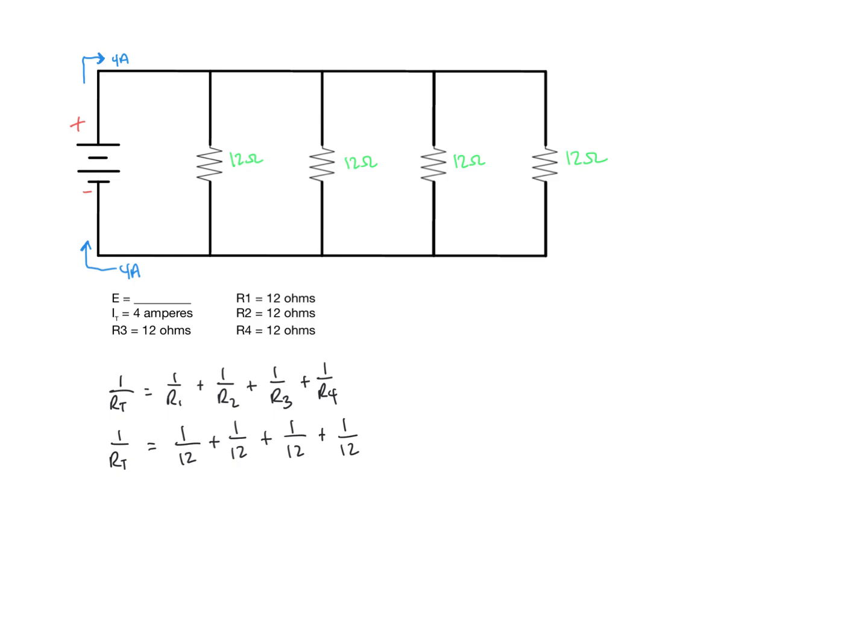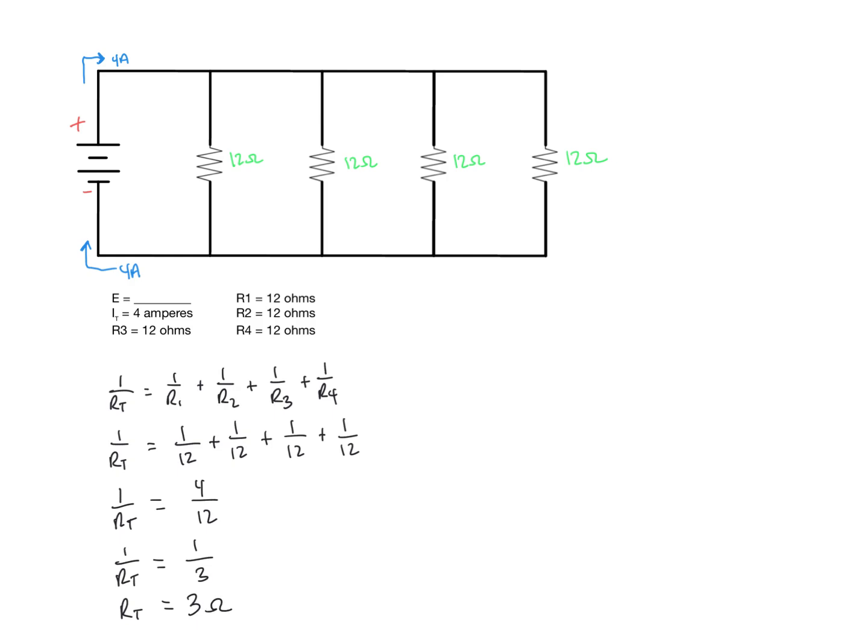Like so. All right, so from here, because we got the same denominator, that makes it somewhat easy, right? So it ends up being 4 over 12. Reciprocal of that's going to be 3 ohms. Okay, so we know that our resistance total is 3 ohms.